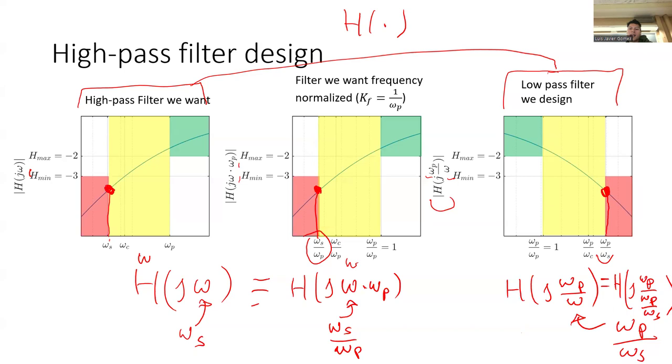I can continue doing this little game. So basically I can also do this for omega c. So if I plug in omega c here, then it's gonna end up being here. And then again, by the same argumentation, if I plug in omega c here over omega p, well, omega c over omega p should give me the same value as H of j omega c. And so it should be here. And then here I would have to plug in omega p over omega c in order to get H of j omega c. And so that would actually occur here.